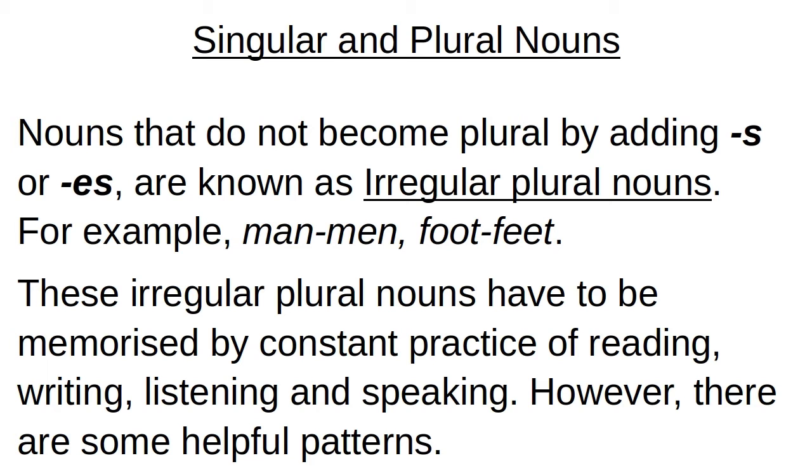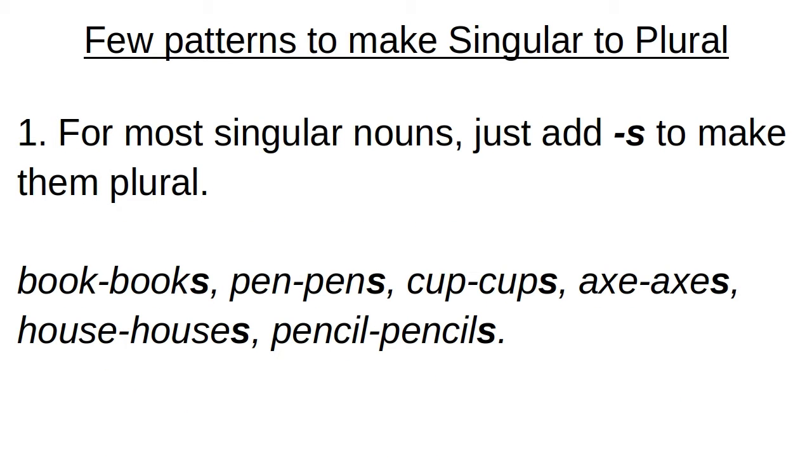However, there are a few patterns that can be helpful for making singular nouns into plural nouns. Let us see some of these patterns. The first pattern is that you can add the inflectional ending s. For example, book, if you add s, then it becomes books. So book is a singular noun, whereas books is a plural noun. Likewise, pen, pens, cup, cups, house, houses, axe, axes.